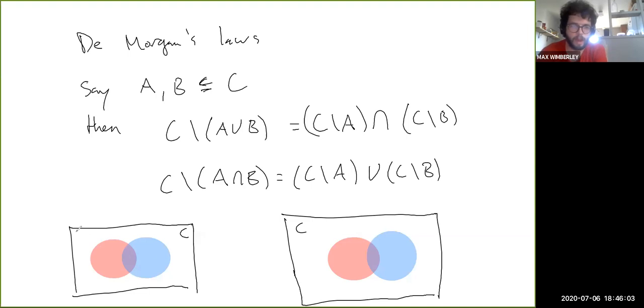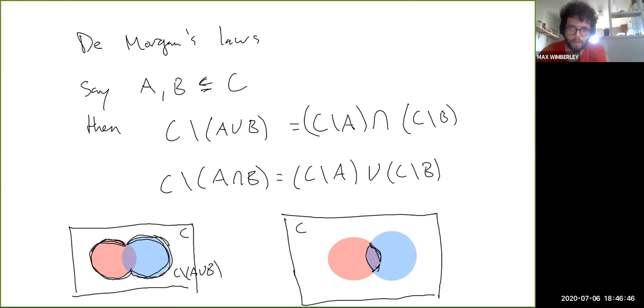So the complement of that would be the same thing as if you took everything outside the blue circle and everything outside the red circle, and just looked at the things that were outside both of them. So you'd intersect everything outside of the blue circle with everything outside of the red circle. So this becomes C without A union B.